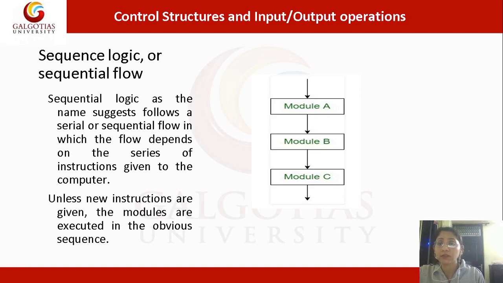Let's consider the sequential logic or sequential flow. As the diagram suggests, if we consider that your program has multiple modules, module A, module B, module C, by default these modules are going to be executed in sequence order as in the diagram. Thus, sequential logic, as the name suggests, follows a serial or sequential flow in which the flow depends on the series of instructions. Unless new instructions are given, the modules are always executed in sequence.